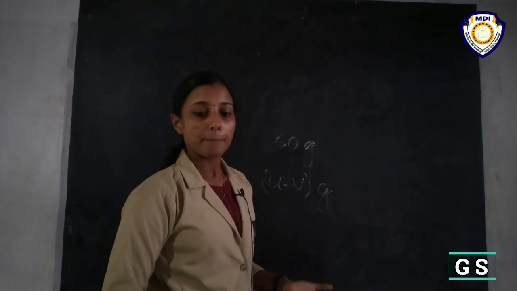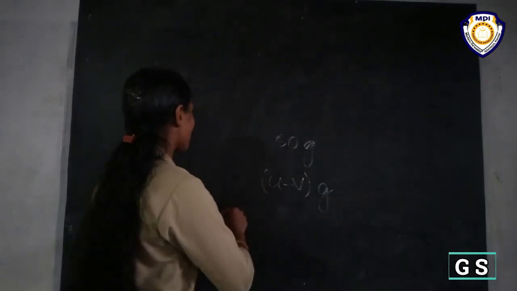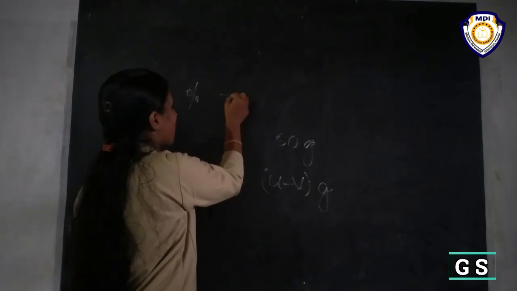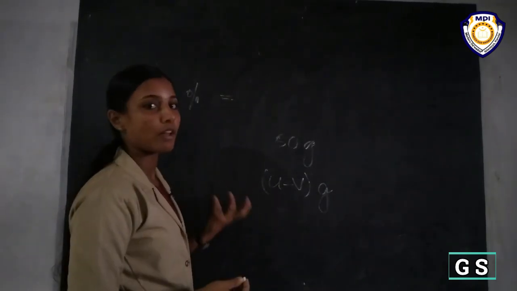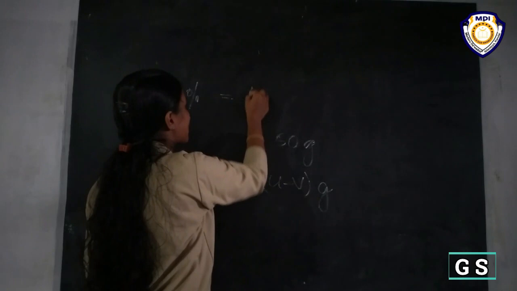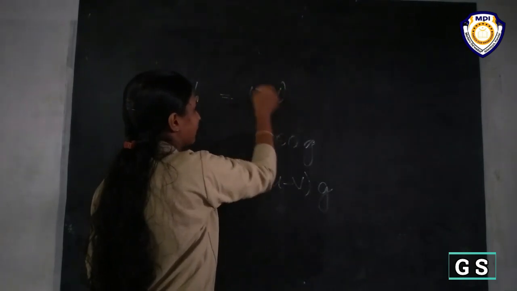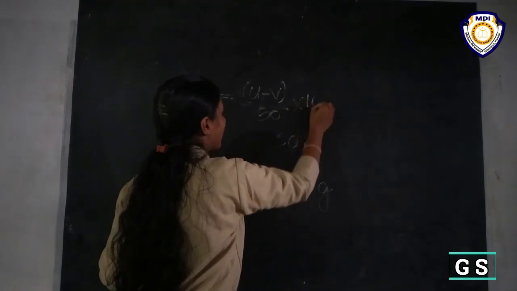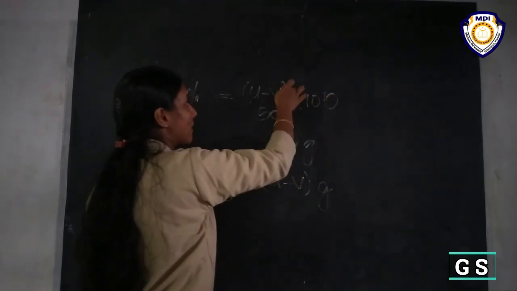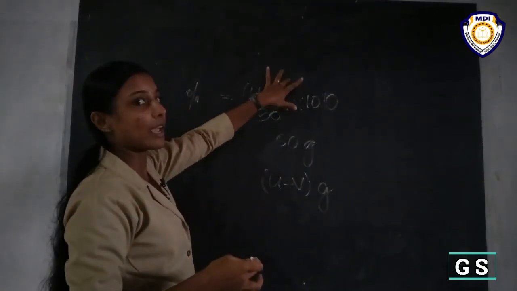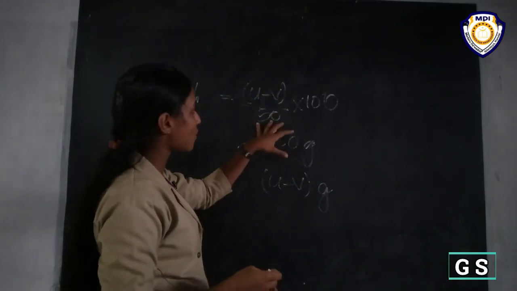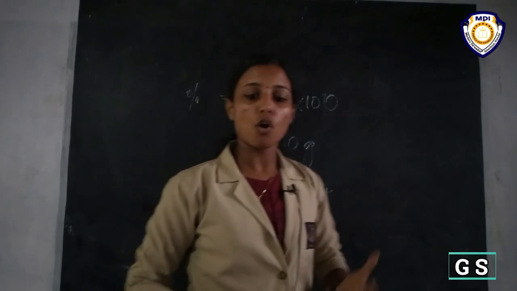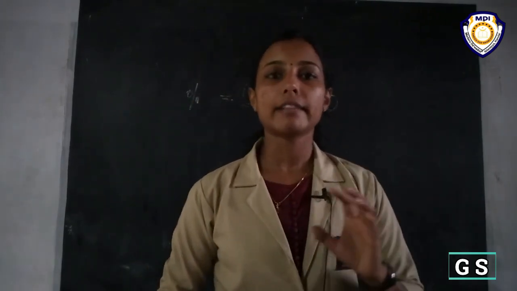Okay, so we have to find the percentage of water absorbed. So what will be the value? That is U minus V divided by 50 into 100. So this much water absorbed by that soil, which has a weight of 50 gram, into 100 will give the percentage of water absorbed by that soil.